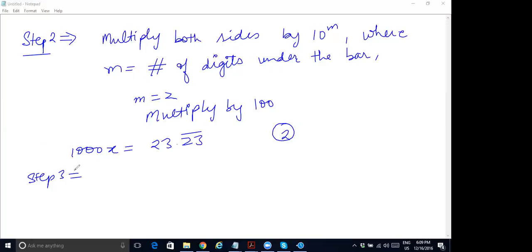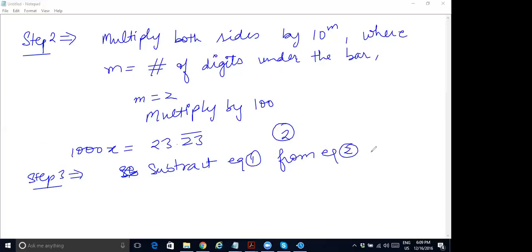Step 3 is subtract equation 1 from equation 2. That is 2 minus 1. So you will get 990x is equal to 23. So now you can write the fraction, 23 over 990. I would have never known how to do this.